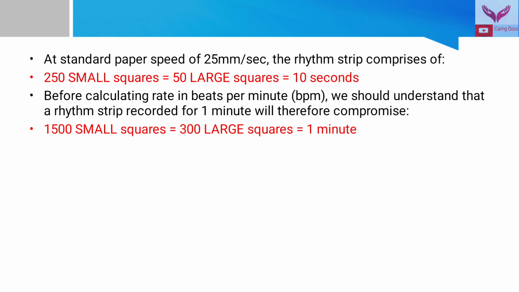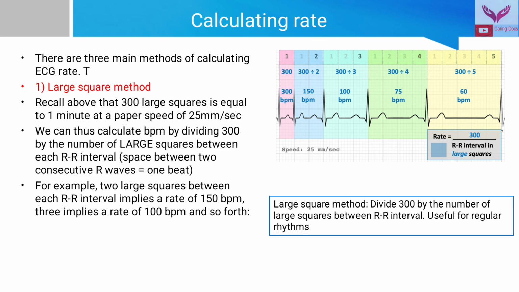So before calculating the rate in beats per minute, we should understand that a rhythm strip, if it is recorded for 1 minute, will comprise 1500 small squares, or 300 large squares, which will be equal to 1 minute. For calculating the heart rate, we usually use three methods: large square method, small square method, and R wave method. First is the large square method.